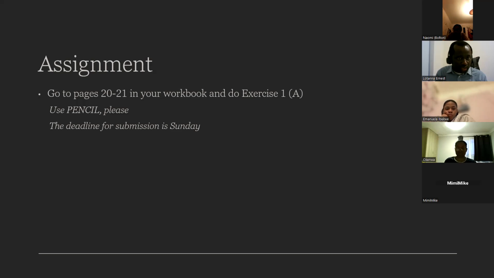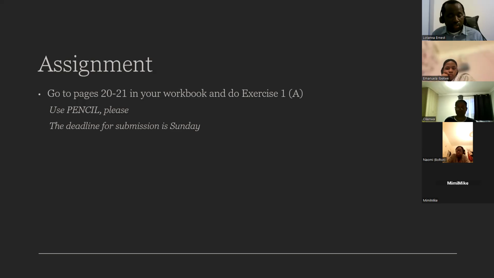Please, you need to do that and submit it to me on or before Sunday. I won't pursue you for the assignment. I expect every one of us to do it and send it. Just do it and send me a good snapshot, something that is very clear, or a scanned copy, or however you want to do it. Use pencil, please, so that you can easily rub it off in case you made a mistake, and then you can correct it again. So pages 20 and 21 in your workbook.